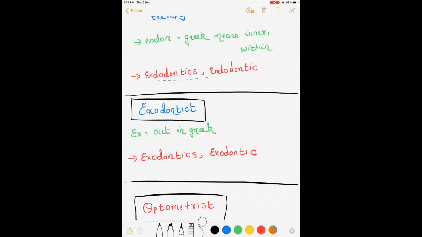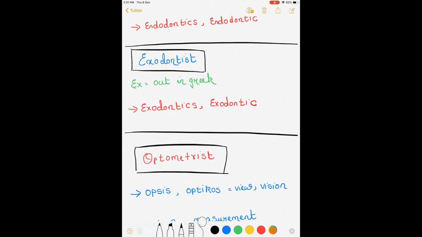And endodontics is the field and endodontic is the adjective. He specializes or he has endodontic interest. That means his interest lies in root canal or treating what is inside the teeth.